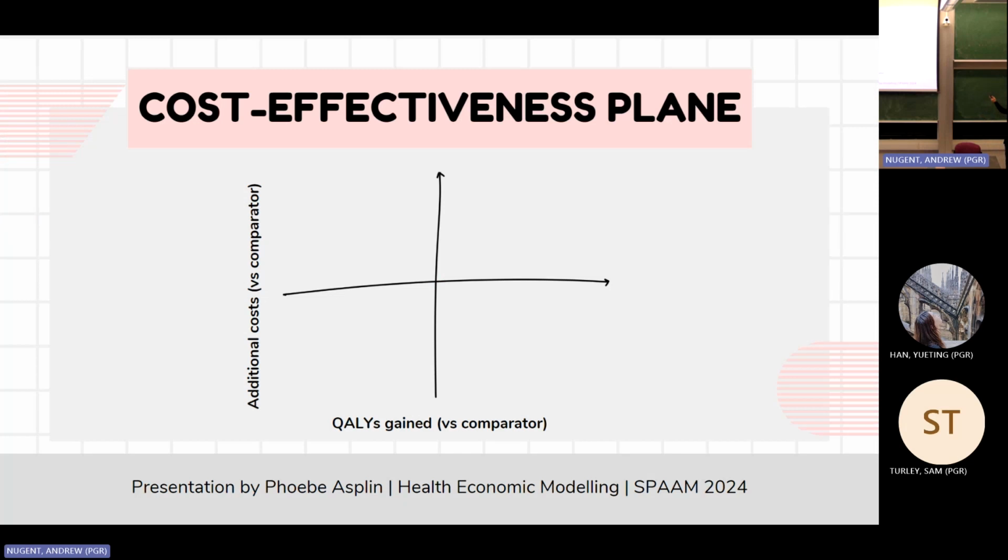So we have our cost effectiveness plane. We've got QALYs gained versus the comparator strategy along the bottom, and then additional costs versus the comparator strategy on the y-axis. So in this top left-hand corner, it's pretty simple. We're gaining fewer QALYs and we're spending more money. So we basically never adopt this strategy. So this strategy is said to be dominated.